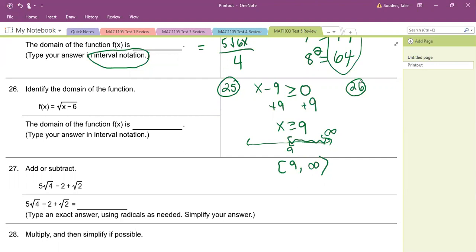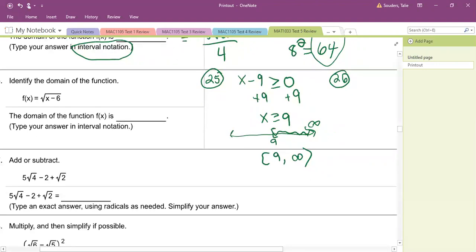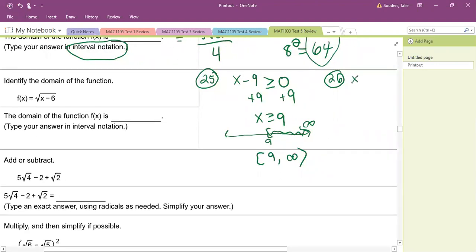You would set it up the same as you did for number 25. You'd put x minus 6 is greater than or equal to 0. Good. And then how would you solve it, Caitlin? Add 6 on both sides. Good. And then create the number line to find the interval notation.